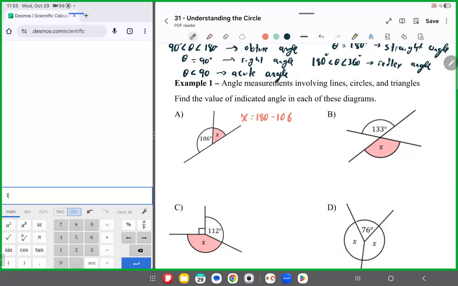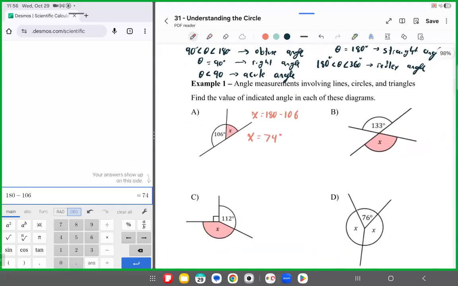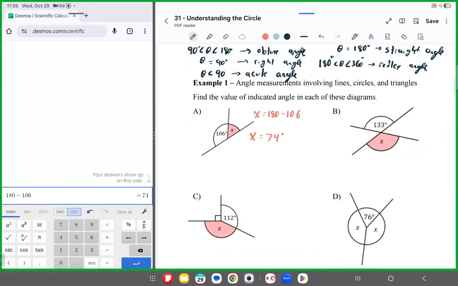So on your calculator, take 180 minus 106. You get that x is going to be equal to 74 degrees. So far, so good. What about letter B? You might already know what the answer to this one is immediately before looking much longer, but that's okay. We're going to assume that you're not sure. So how do I solve this?